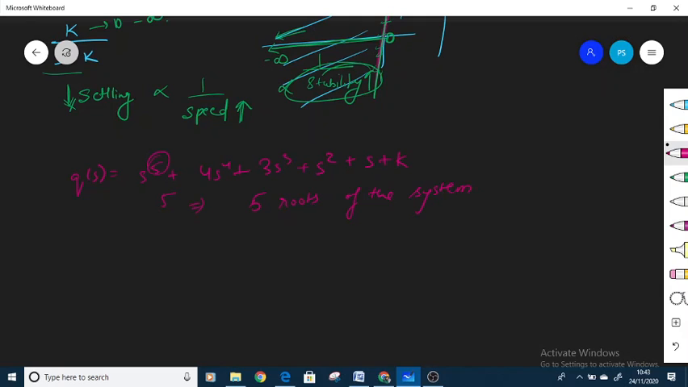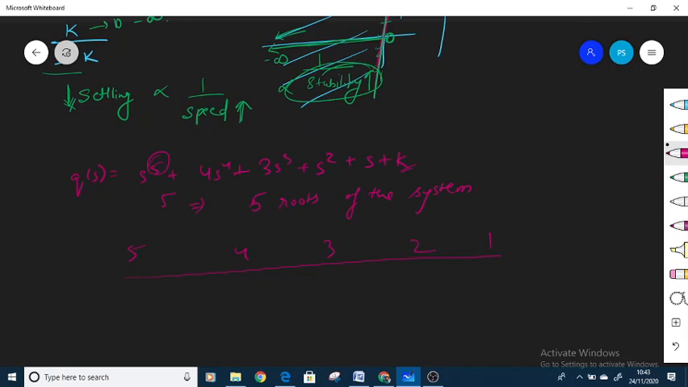Now all you have to do is you have to find out all the 5 roots of the system, 5, 4, 3, 2, 1, whatever they are. You have to derive those poles of the system. Okay, and then they'll be in terms of k. So then you will have to vary the value of k and determine how the system's poles are varying. Okay, and then you can trace the path of the roots.